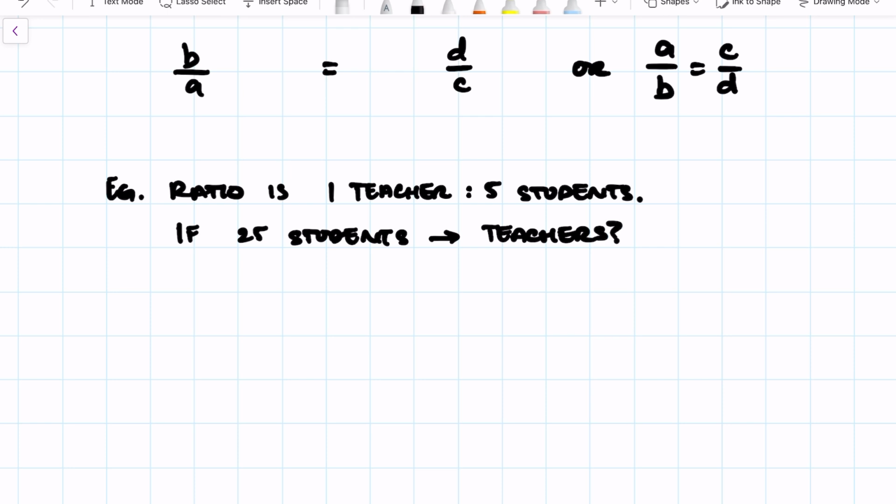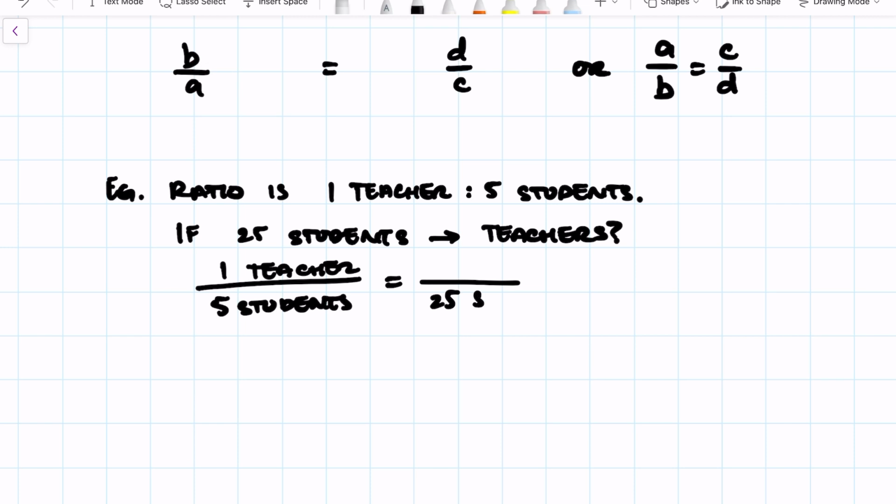So now we're given the 1 to 5 ratio. I'm going to put the 5 students on top here. Actually, we could have the teachers on top. So 1 teacher. Sometimes I like writing it down because it's a reminder that for the other fraction, you also want to put the equivalents on the same side, right? So 25 students, and then you're looking for however many teachers.